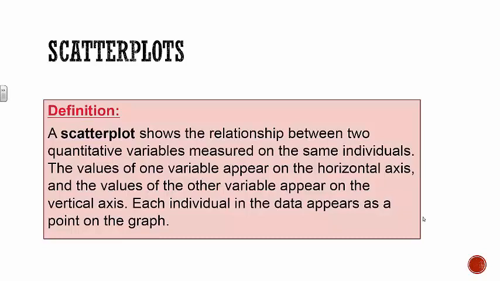A scatter plot shows the relationship between two quantitative variables measured on the same individual. So like a person's height and weight. I can measure those, both of those are quantitative. I'm measuring it on the same person, so I can create a scatter plot. You guys have probably seen scatter plots, especially maybe in middle school or elementary school. It's basically a dot plot, but you're doing it on two variables.